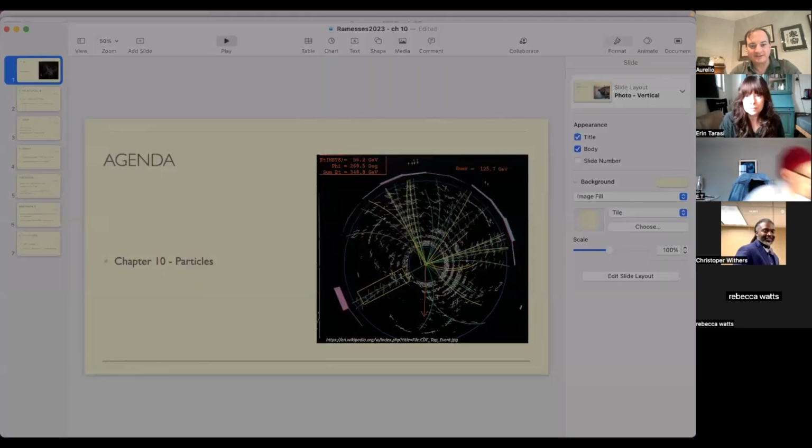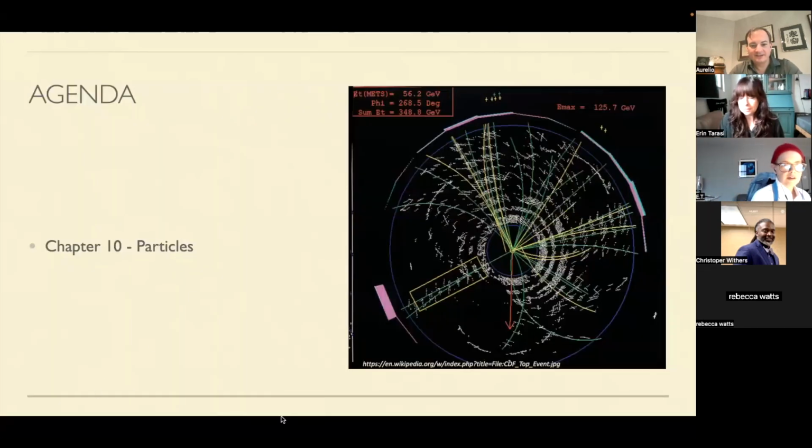Okie doke. Here we go. I very much appreciate the illustration. I was thinking of you when I put it in. Absolutely. Nice.